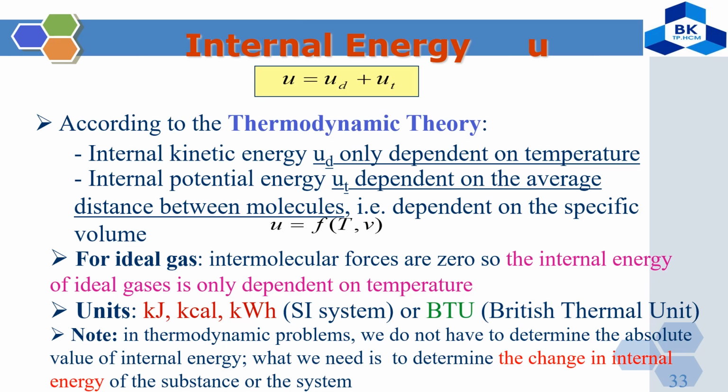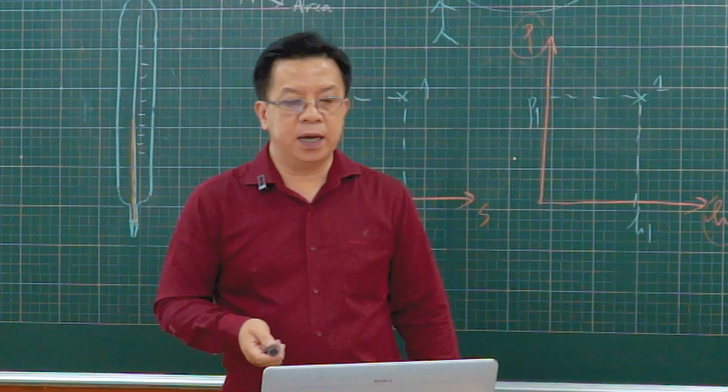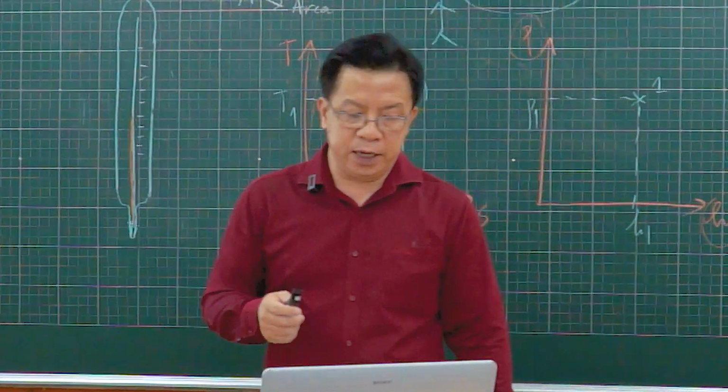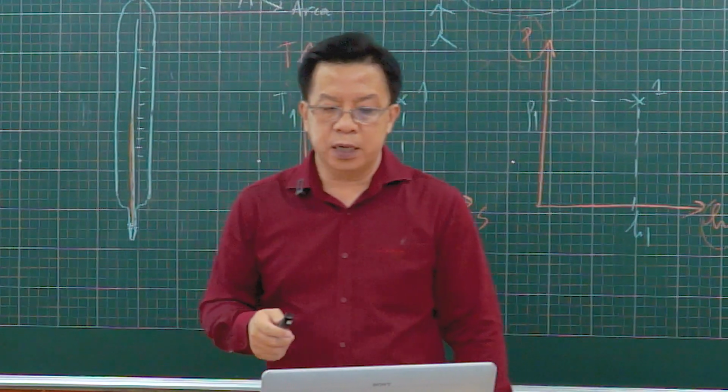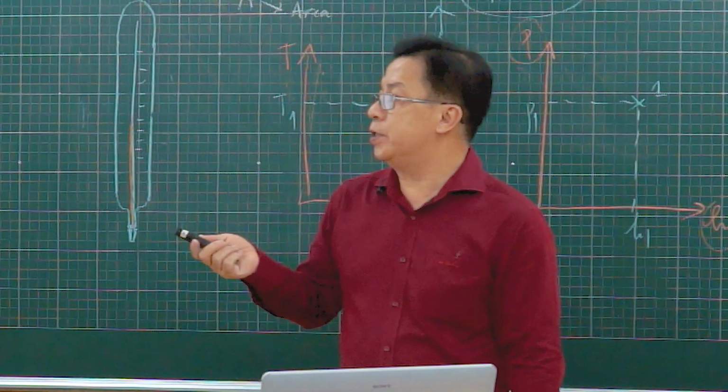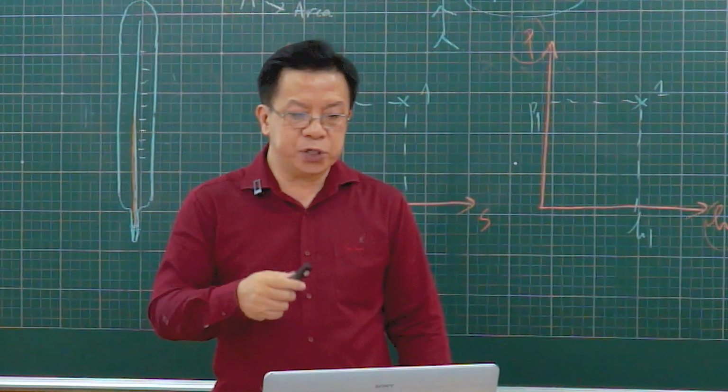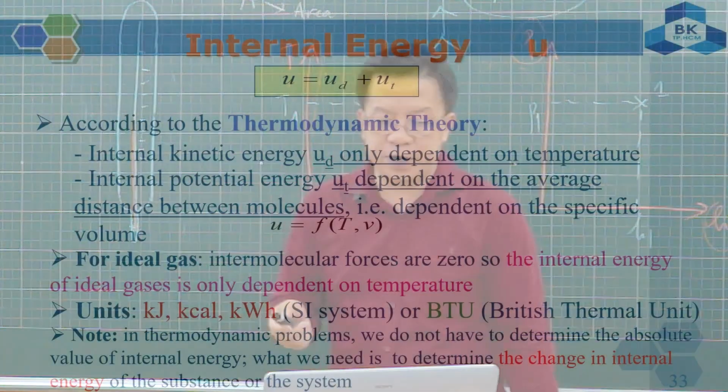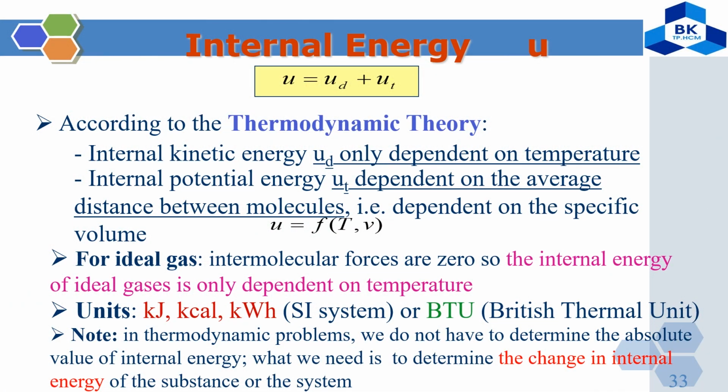And according to the thermodynamic theory, the internal kinetic energy is only dependent on the temperature. The potential energy depends on the average distance between the molecules. Okay? It means it depends on specific volume.